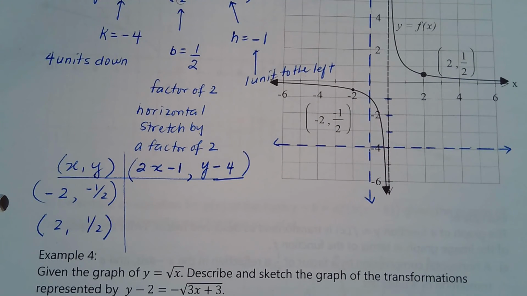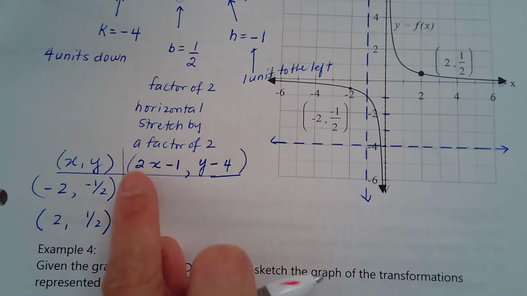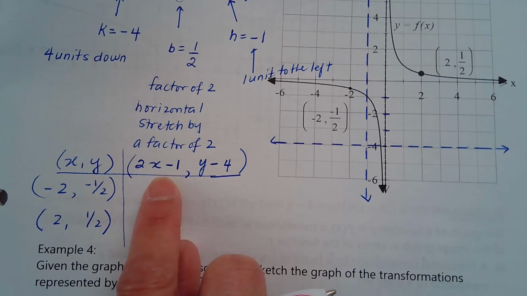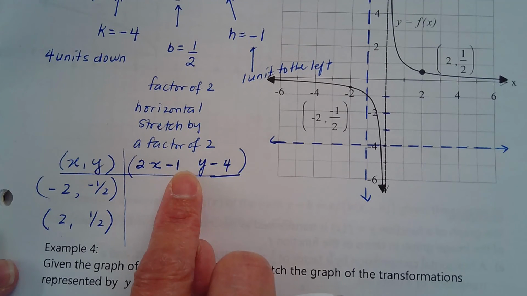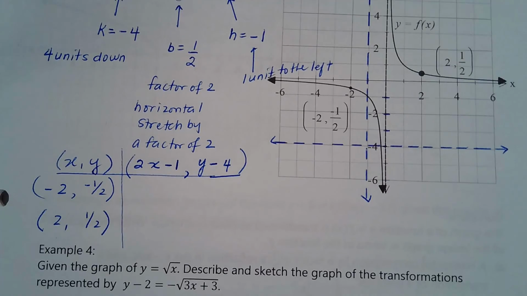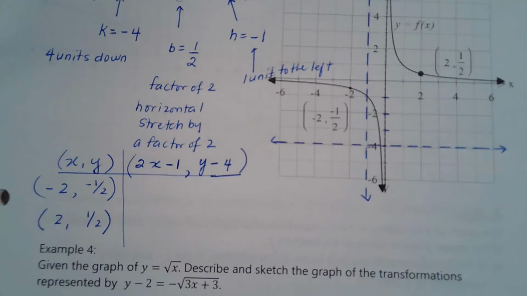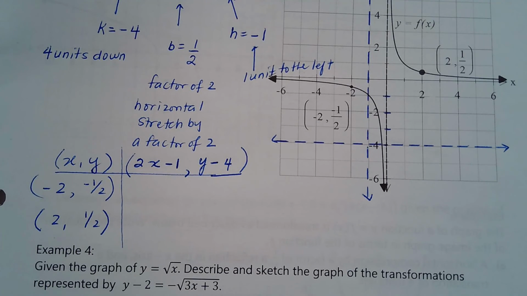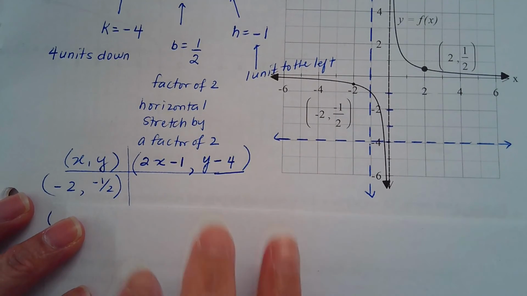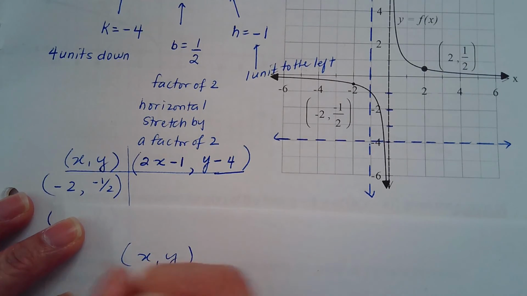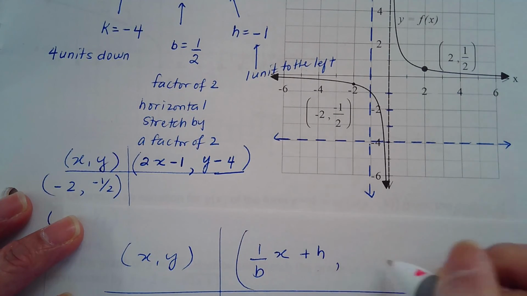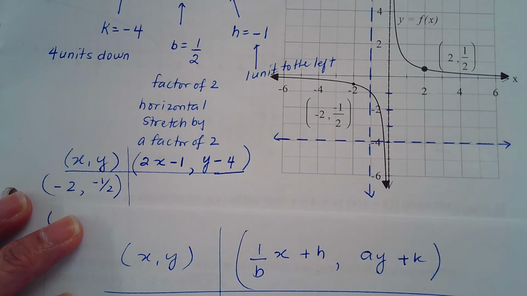Is everybody okay? So first, is everybody okay with this piece? Is everybody okay with this? You're lost, okay. Yeah, you gotta be honest, right? Okay, so let's go back to this one. Now we're on page 16. I'll do it here. So x comma y, the transformation is 1 over b times x plus h, a times y plus k.